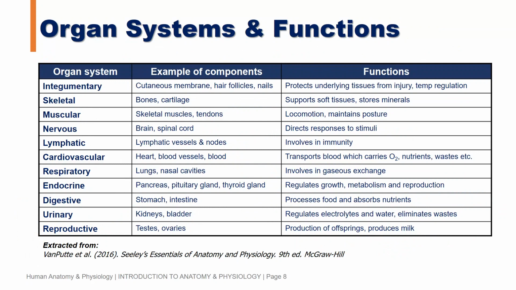I have tabulated here the organ systems, with examples of the components and the functions. We have the integumentary system. You have your cutaneous membrane, hair follicles, and your nails, which basically protect underlying tissues from injury and help in temperature regulation. For the skeletal system, you have the bones and cartilage, which basically support soft tissues and store minerals.